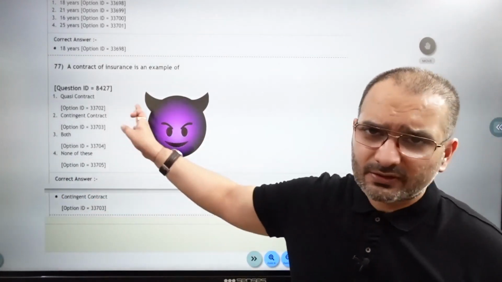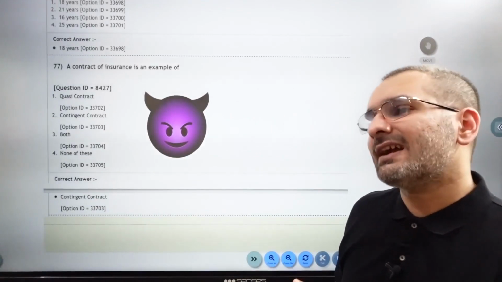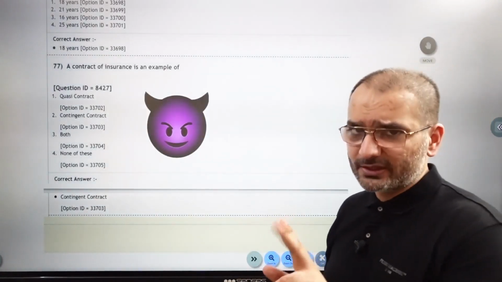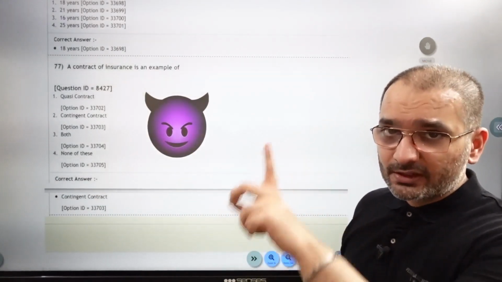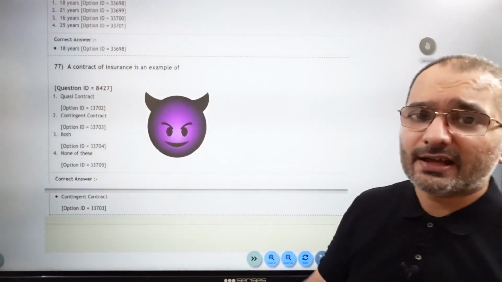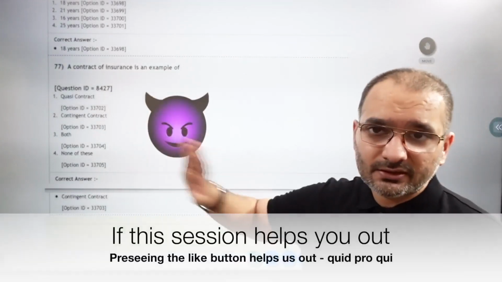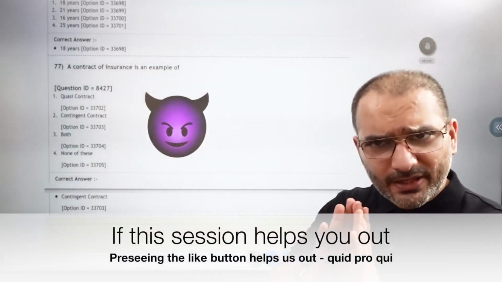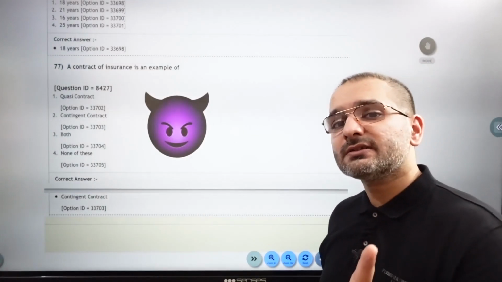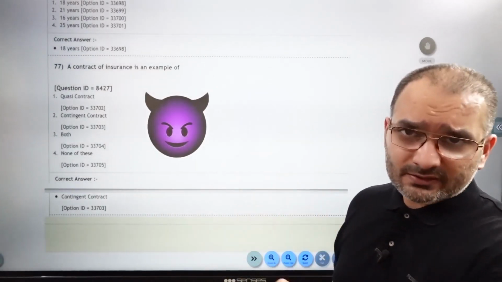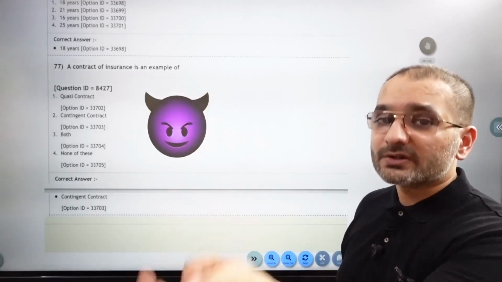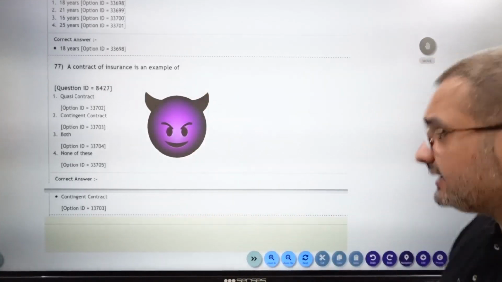Certainly not a quasi contract. Quasi means not exactly. So it looks like a contract but isn't one. But insurance satisfies all the ingredients of section 2 of the Indian Contract Act. It is definitely a contingent contract and completely valid, unless of course we set insurance aside. If it's a wagering contract, then it's void except horse racing. As simple as that.